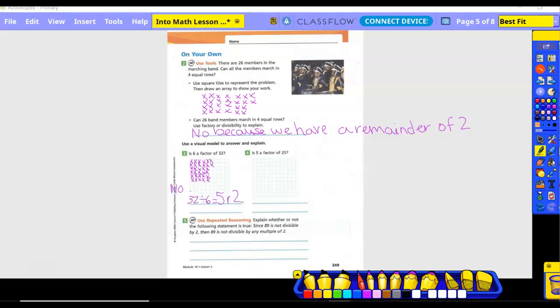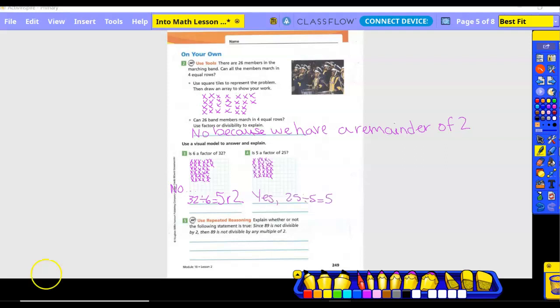Okay. Okay, so for number 3, we put our 32 X's out. We had 5 completely full columns, and then we had 2 left over in the last column that wasn't a complete one. So we said no, 6 would not be a factor of 32 because you would get 5 remainder 2, and since you have a remainder, that would not get you an even number.